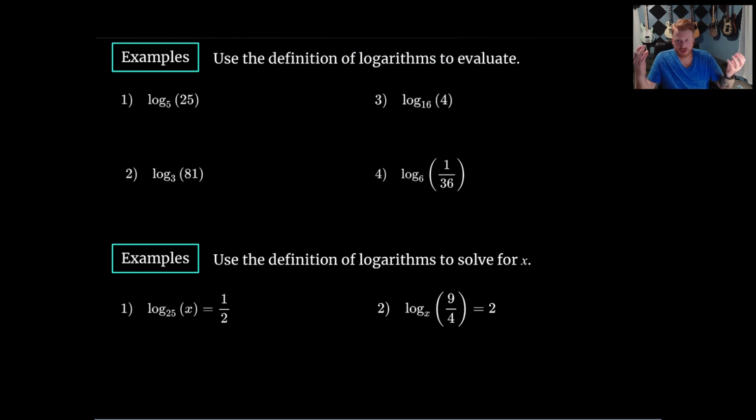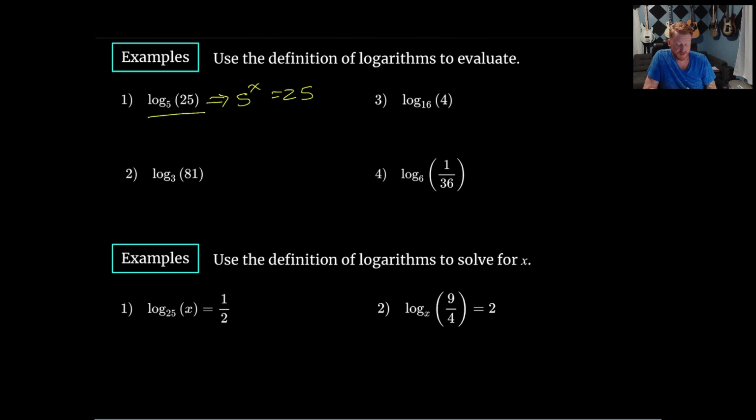I like to try and think of these things as intuitively as possible. So when I see "evaluate" here for this first one, log base 5 of 25, what this is asking is to find the exponent, the power you would have to put on 5 to get 25. So you might be able to think of what that is already. But what this is telling us is, what power do I need to put on 5 to get 25?